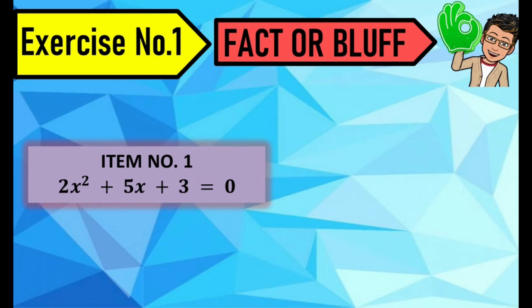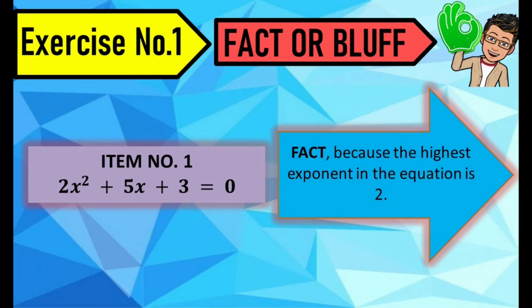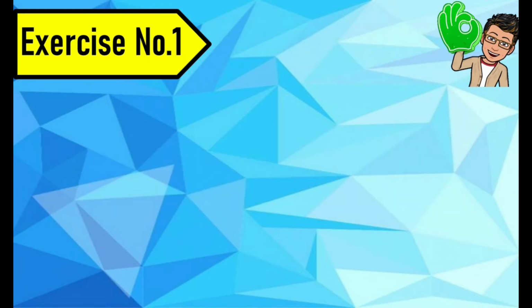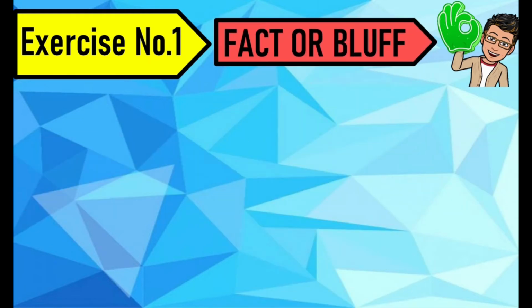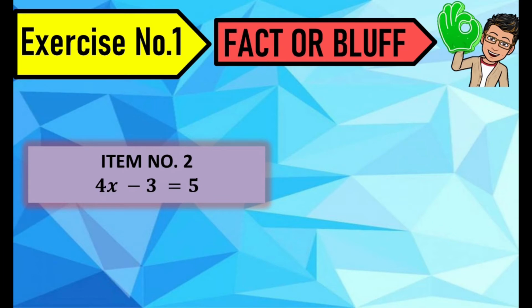Okay, 10 seconds up. Let's now check your answer. The correct answer is fact, because the highest exponent in the equation is 2, and that is what we have in our previous definition of quadratic equations. Did you get it right? Okay, very good. Fact or bluff? Item number 2: 4x minus 3 is equal to 5. Your 10 seconds start now.